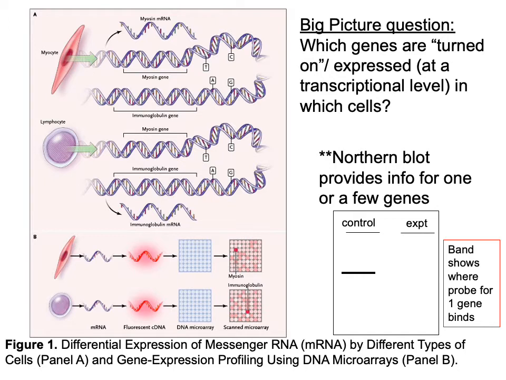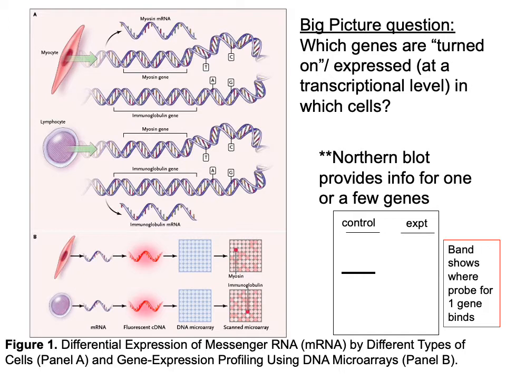Well, we've talked about northern blots a couple of times in class, so I'm just reminding you, I drew a really very simple cartoon on the bottom right where you see a gel, and in this case, the control, you see a band, and the experimental you don't. So that would tell us that the probe is able to bind to RNA that's expressed in the control cells, but that the experimental cells do not have that RNA expressed. So there's no band. Okay, so the band is showing where the probe for this one gene is binding.